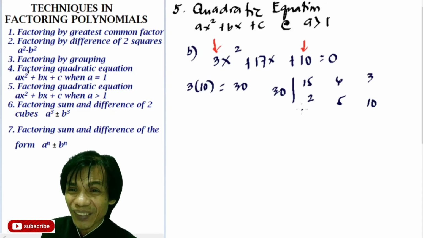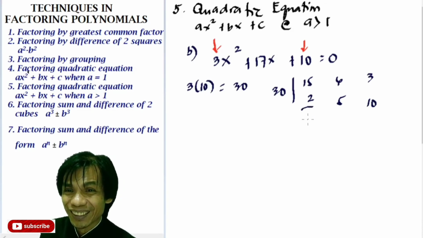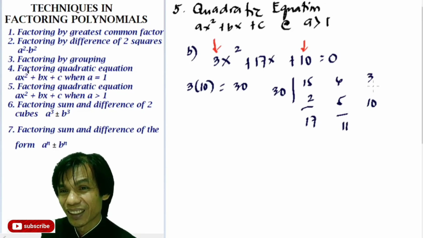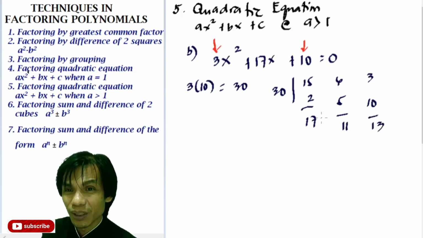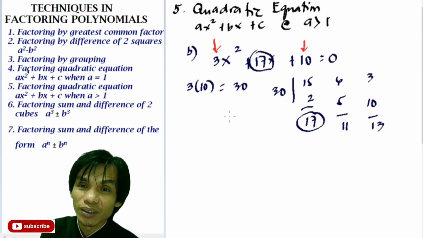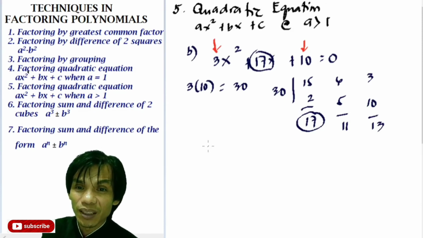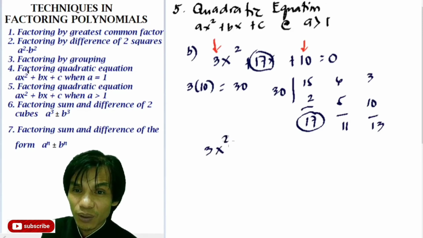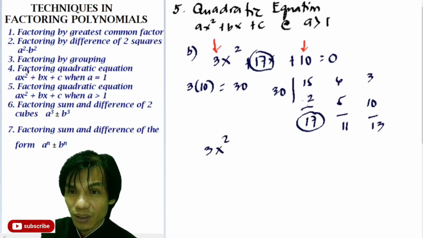Ayan. O pag pinag-add mo dito, ano to? 17. Ito ay 11. Ito ay 13. Ano dyan? Alin dyan yung factor na magsasatisfy? Dito sa 17. Yan. So, yan yung gagamitin natin. Ano sabi natin kanina? Isulat natin yung first term, 3x squared, and then isasama natin yung isa.